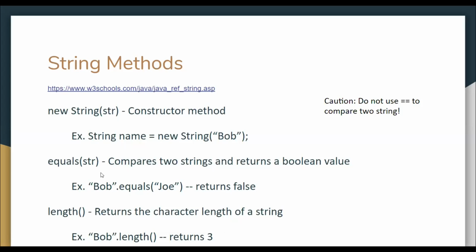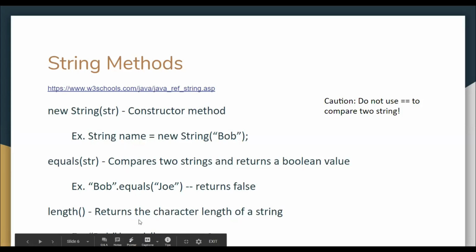So every instance of Bob here can be replaced with a variable that refers to Bob under string methods.